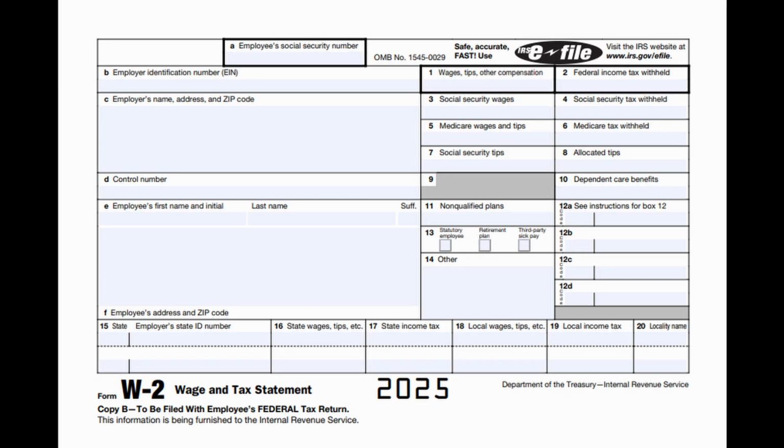One important thing to remember, your W-2 box 1 shows total taxable wages after any pre-tax deductions, like 401k or health insurance. So use box 1 on your W-2 for wages, not box 3 or box 5. Those are for Social Security and Medicare wages. If you had multiple jobs, you'll receive a separate W-2 for each one.